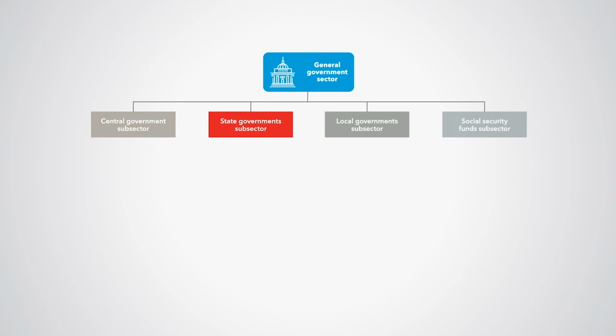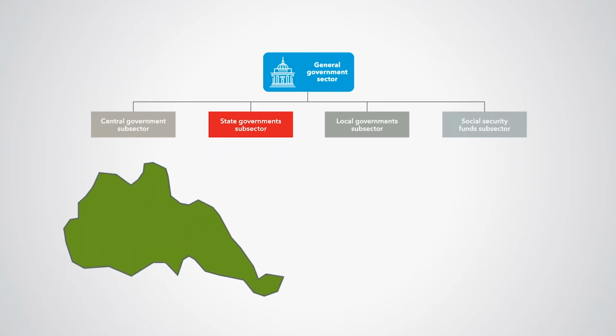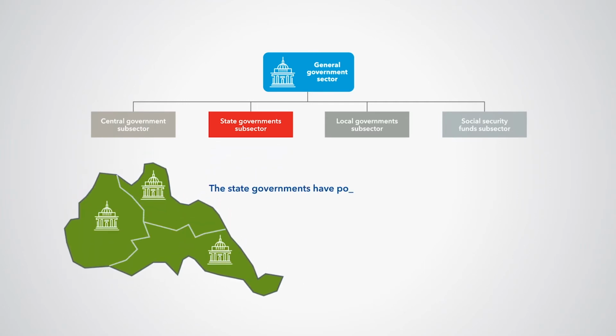The state government subsector consists of state, provincial, or regional government entities that qualify as institutional units, plus those non-market, non-profit institutions that are controlled by these entities. The state governments have political authority over the largest geographical areas into which the country is divided.